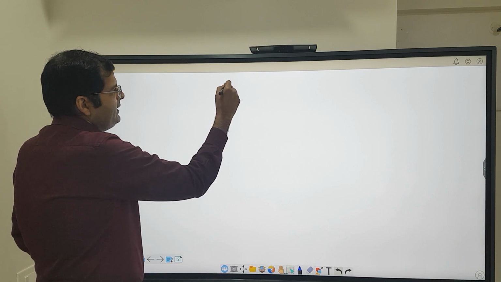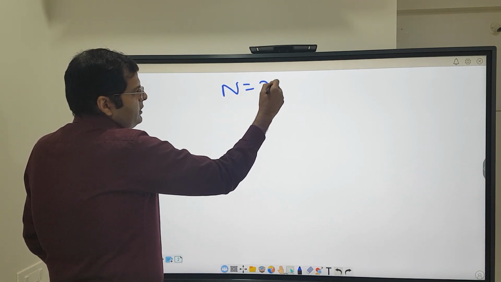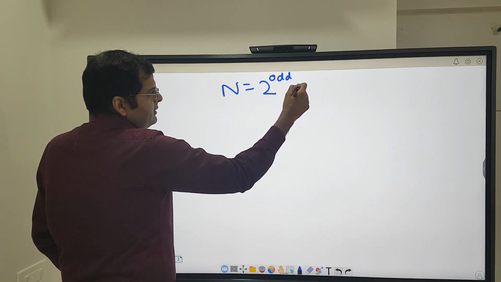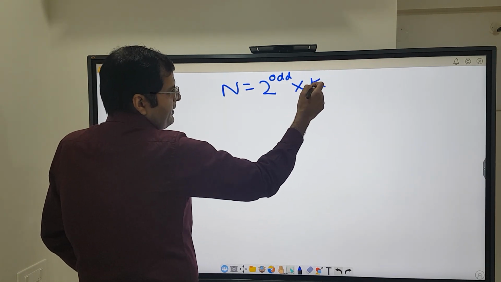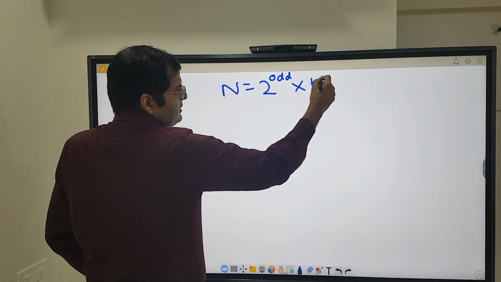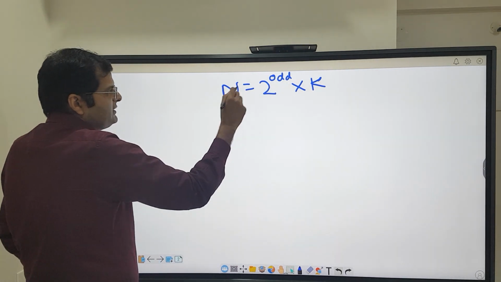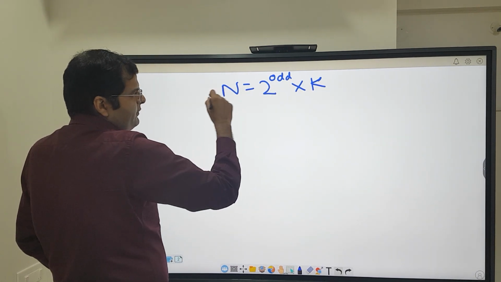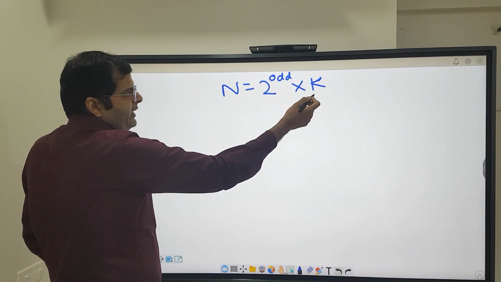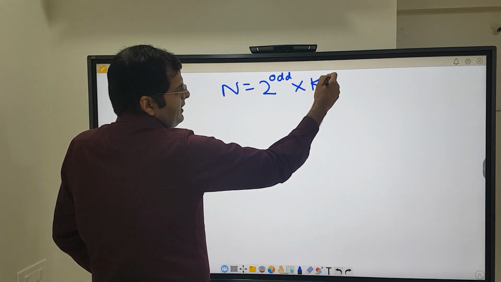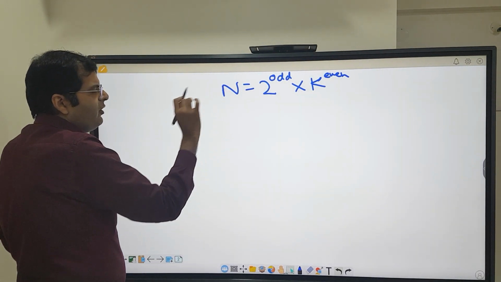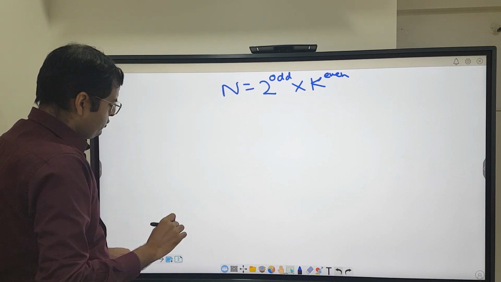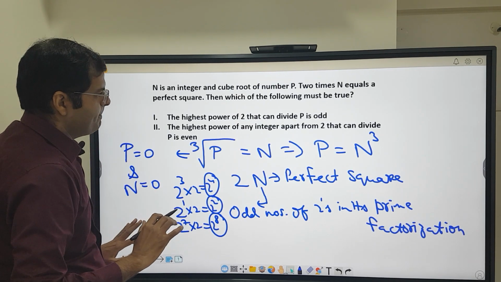So n will be of the form 2 raised to power odd multiplied by some other number k. And this k is also a perfect square, because if you do 2 times n, you get a perfect square. So this is some k number raised to power even. So n is 2 raised to odd into k raised to even.